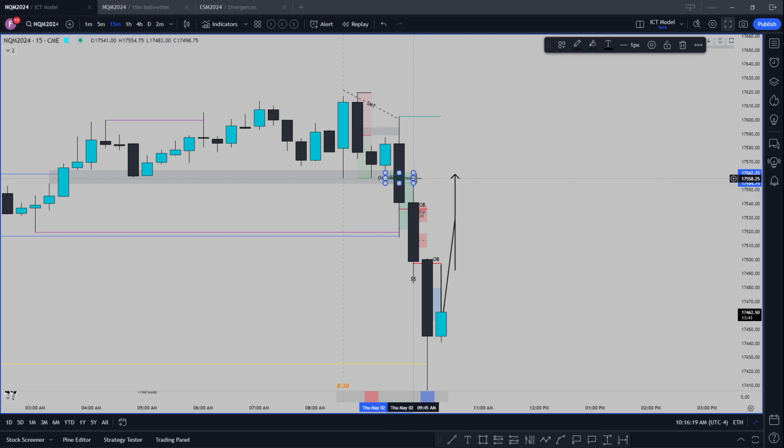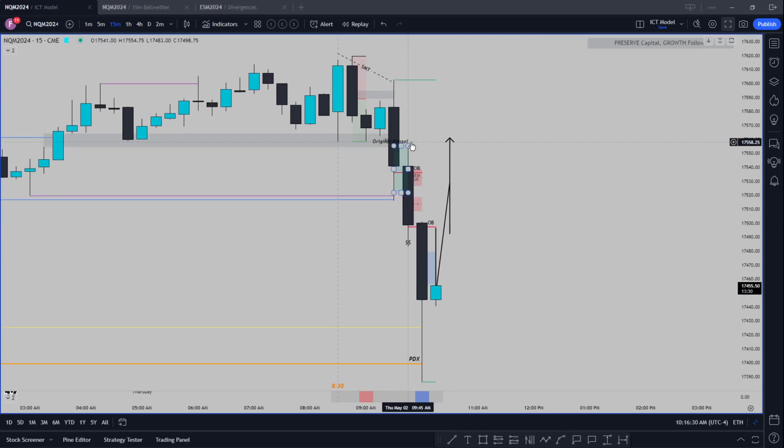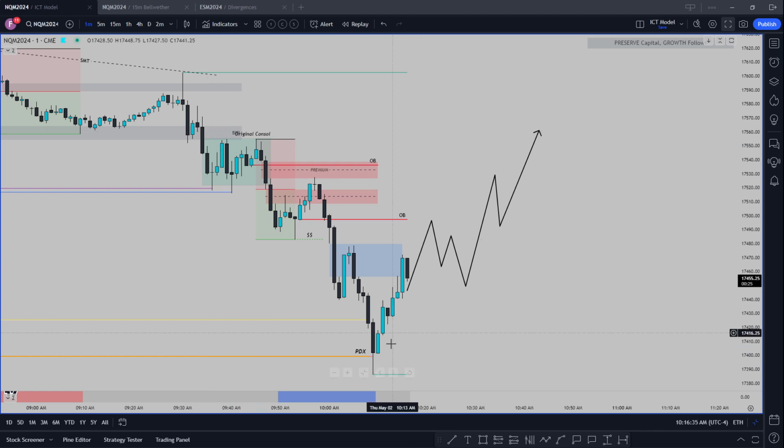So now you have, this is why technically it's always going to be ERL to ERL, because inefficiencies on lower time frames will have original consolidation like this. So we could go from sell side to premium, but on a lower time frame, you have original consolidation that price is going to offset their positions from here.